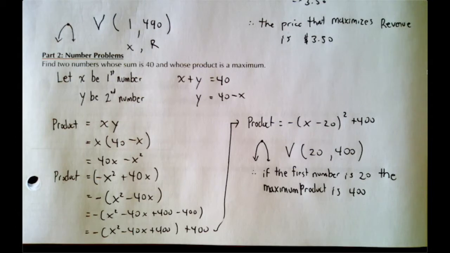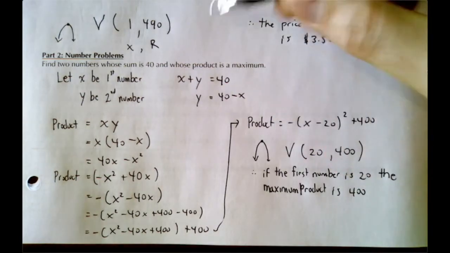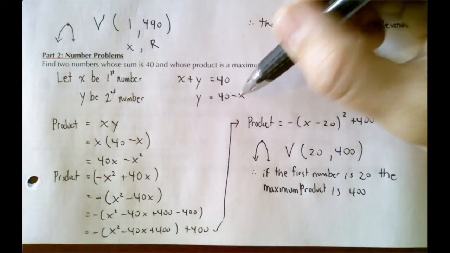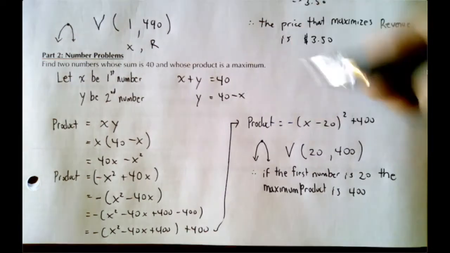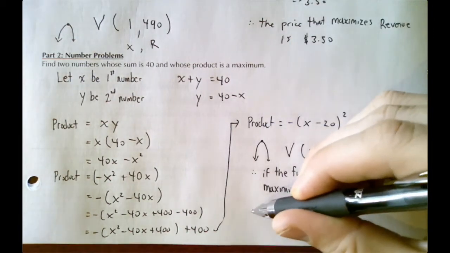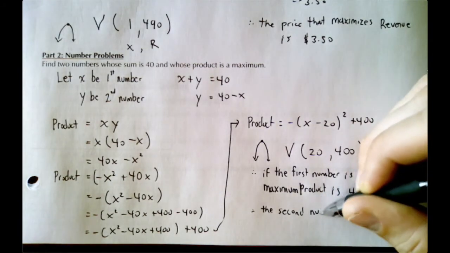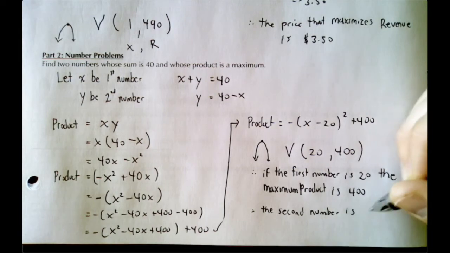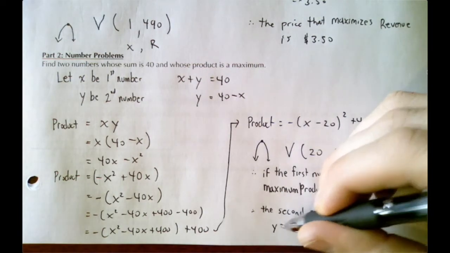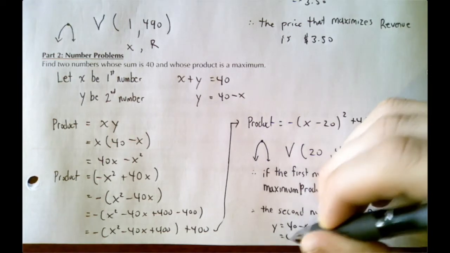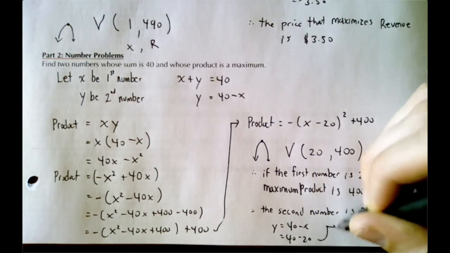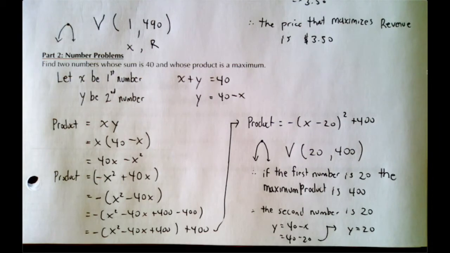The question asks also, what are the two numbers? Well, the maximum product is 400. The first number is 20. The second number we get from this equation right here, 40 minus x. x is 20, so it's 40 minus 20. The second number is also 20. If you want to show your work for that, it would be y equals 40 minus x, which is 40 minus 20, which leaves us with y equals 20. There we go. We just maximized a number problem.